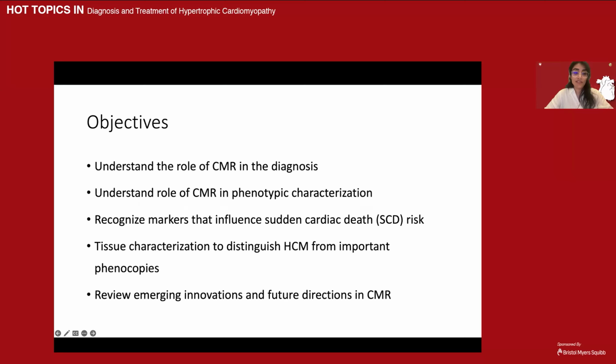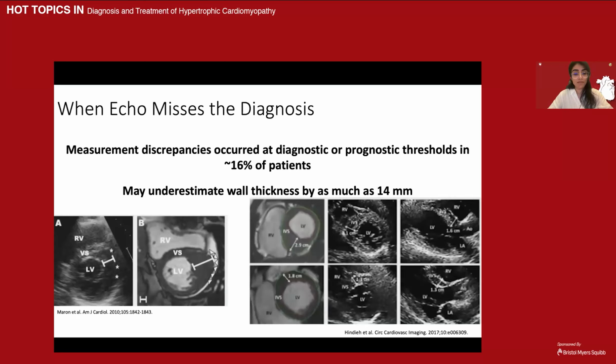Over the next 15 to 20 minutes, I'm hoping to highlight unique information that cardiac MR provides and how it influences critical decision-making in patients with suspected or established hypertrophic cardiomyopathy. By the end, I hope we have a better understanding of when CMR should be incorporated into the evaluation of hypertrophic cardiomyopathy, which cardiac MR findings portend poor prognosis, how CMR helps us distinguish hypertrophic cardiomyopathy from the phenocopies, and finally, where the field may be heading in the future.